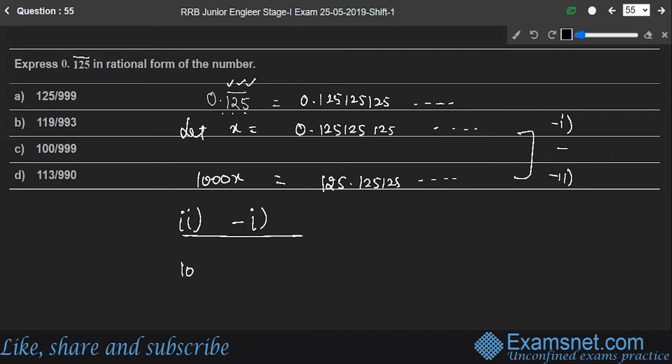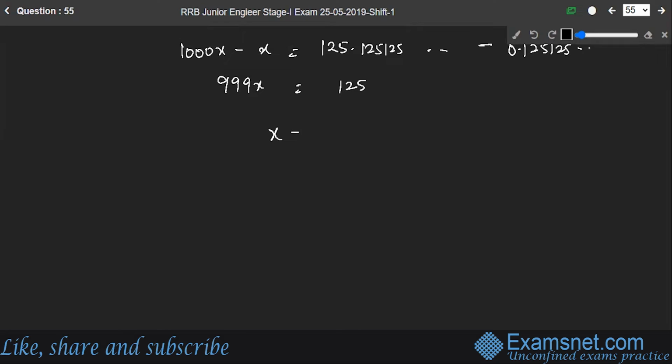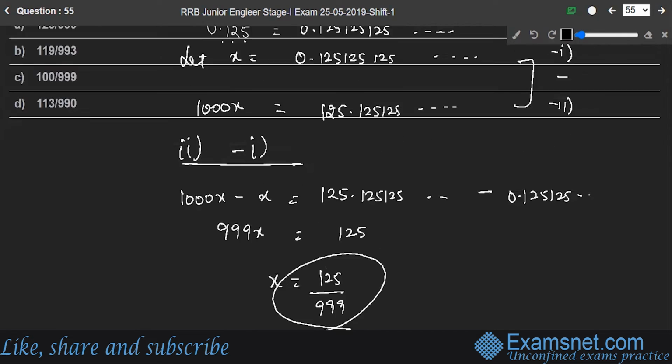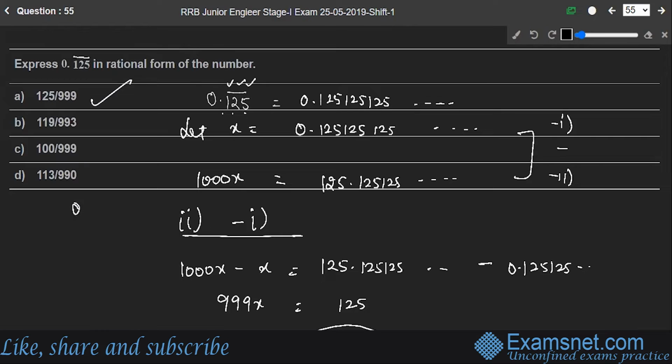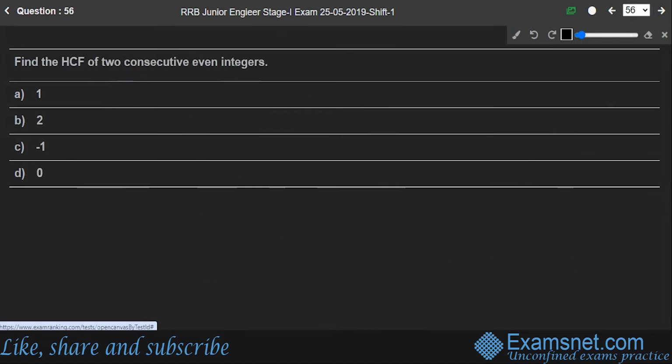What will you have? 1,000x minus x is equal to 125.125125, and so on, minus 0.125125, and so on. You have 999x is equal to 125. So you will have x is equal to 125 divided by 999. That makes this first option the right answer. Hope you got that. Let's move to the next question, number 56.